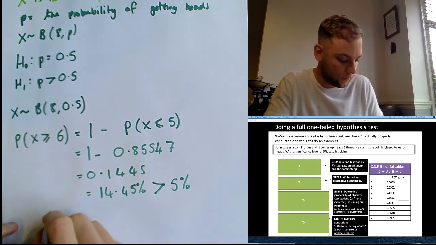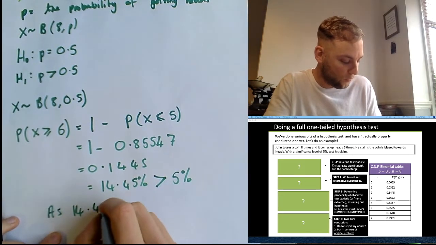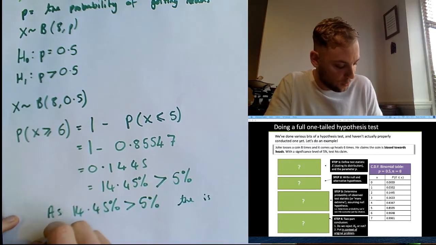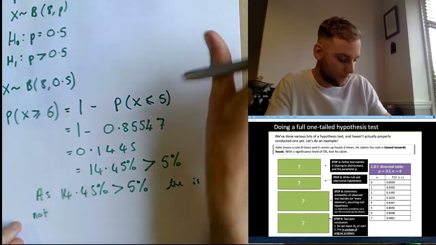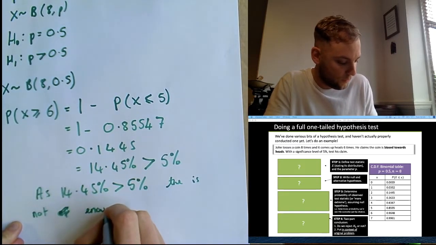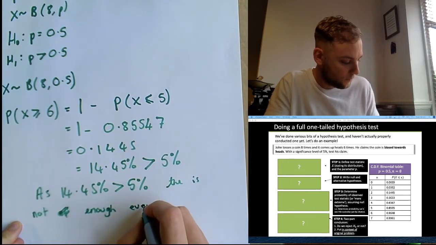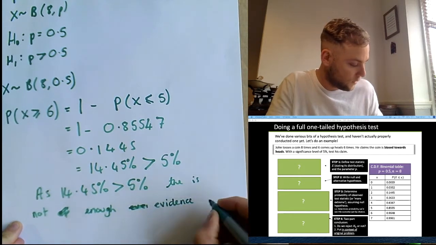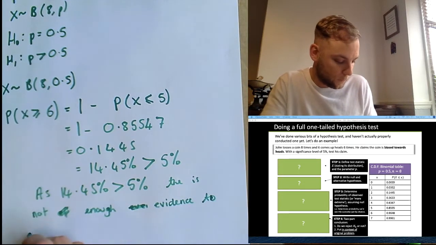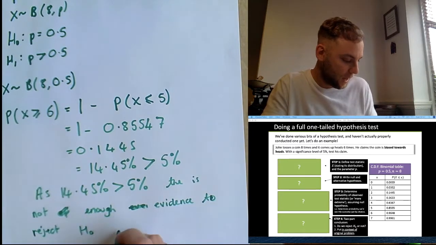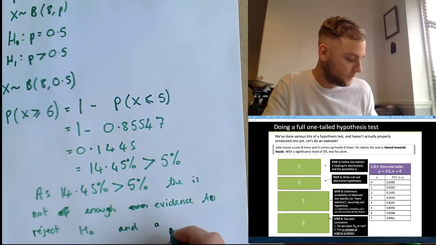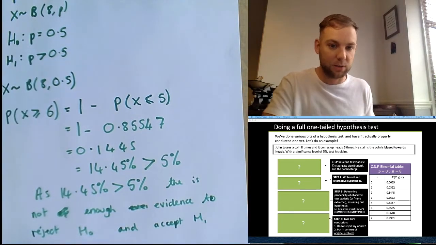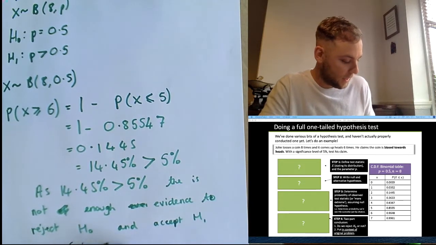So, let's make this really clear: as 14.45% is greater than 5%, there is not enough evidence to reject H0 and accept H1. So there's not enough evidence to say that the coin is biased towards heads. And it's worth stating that as well: so the coin is not biased.